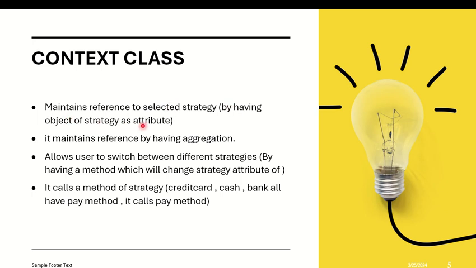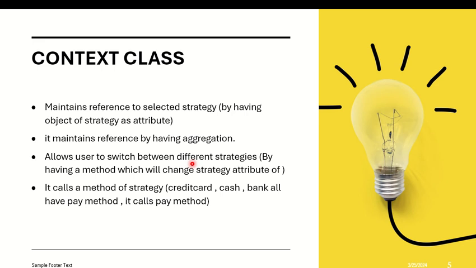An object of your strategy will be inside your context, and because it's inside, it is aggregation. Aggregation, because it's created outside your init, hence it's aggregation. That is part one of your context. Again, it maintains a reference, or holds an object of strategy, simple. And let's go to the second one.